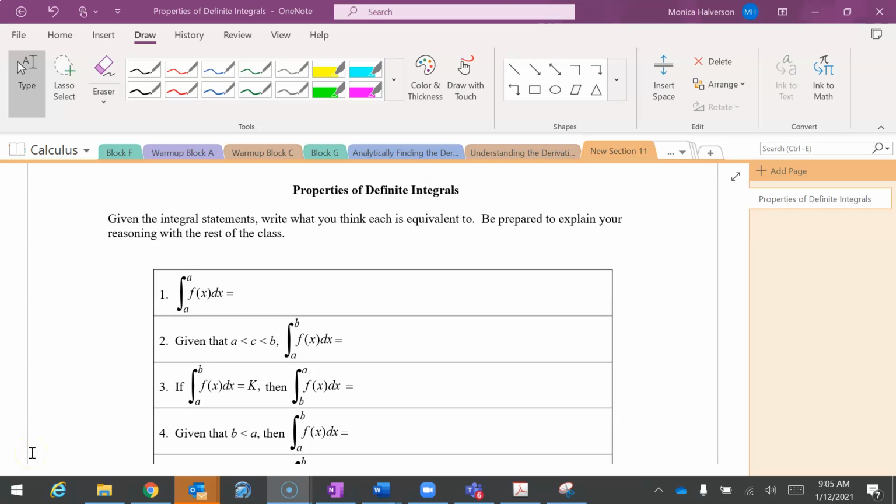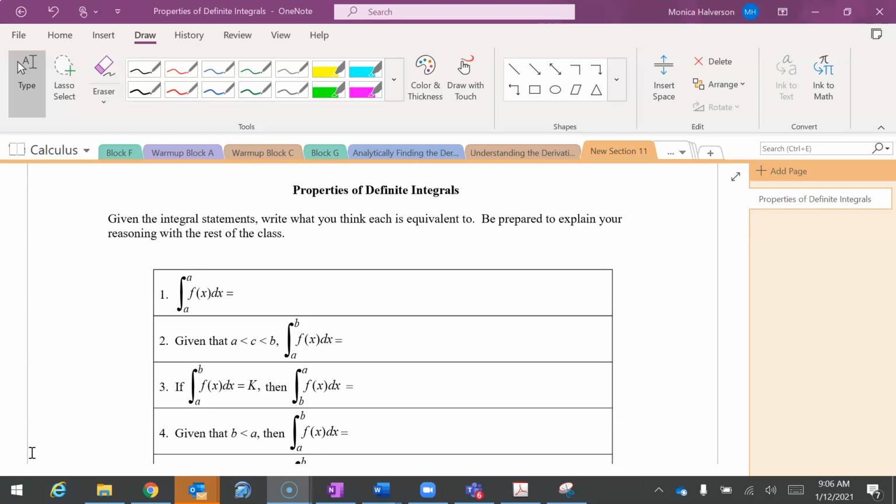Good morning, everybody. Now that we've spent some time looking at basic integration and the fundamental theorem of calculus, part one, we need to talk about the different properties of definite integrals that we can use to find the integrand or the antiderivative. And these should look familiar to you, in the sense that they're very similar to the properties we discussed when we talked about derivatives.